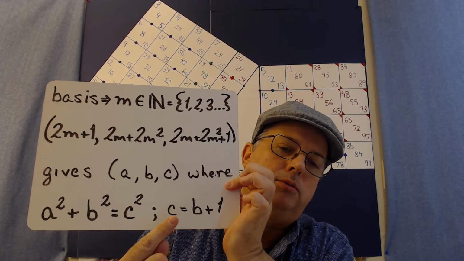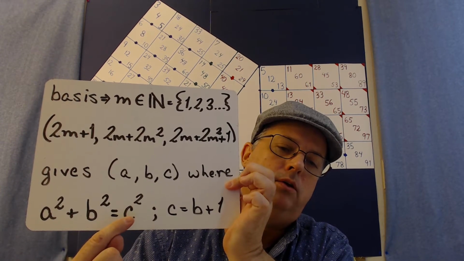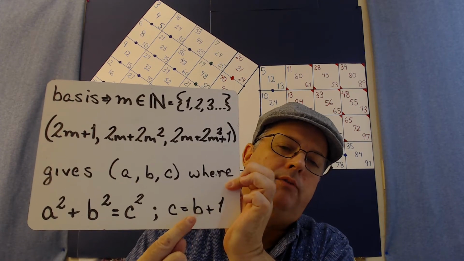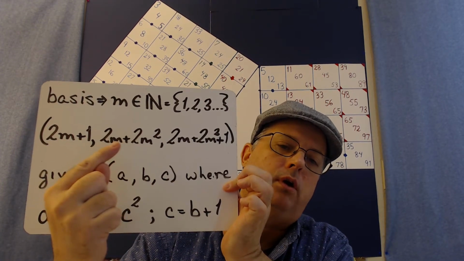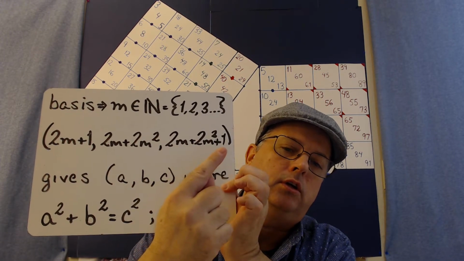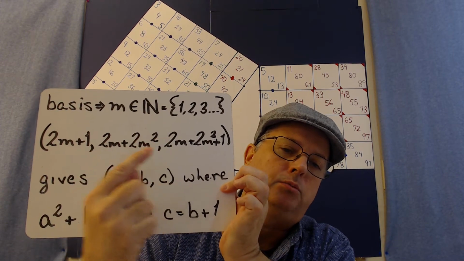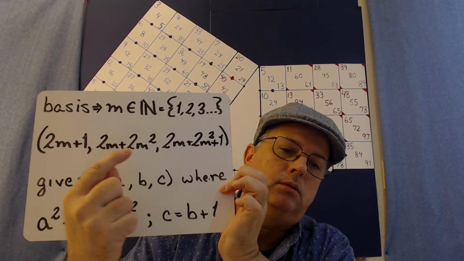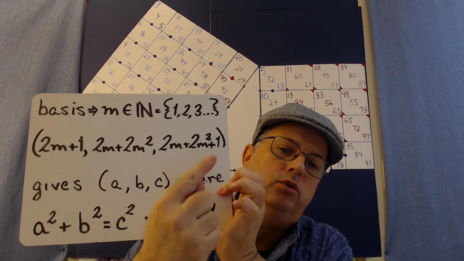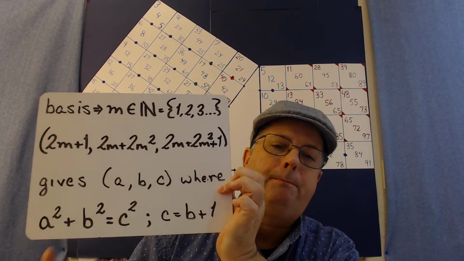And in this arrangement, the c value, that's the value for the hypotenuse or the diagonal, will be one more than the b value. And you can see that from these algebraic expressions here. This algebraic expression is one more than the previous algebraic expression. So this is the portion that will generate the b value, and the c value is one more than that portion that generates the b value.